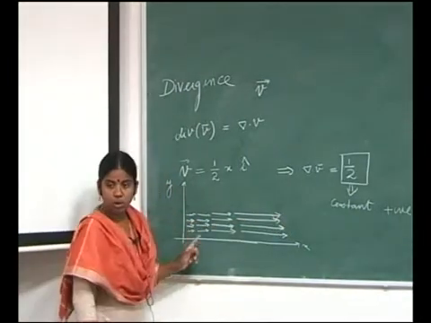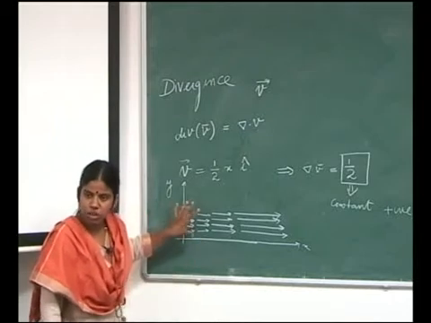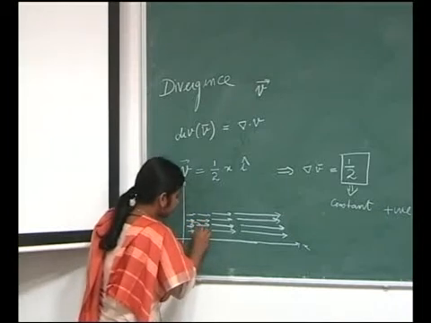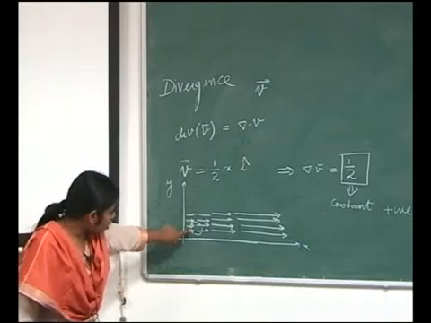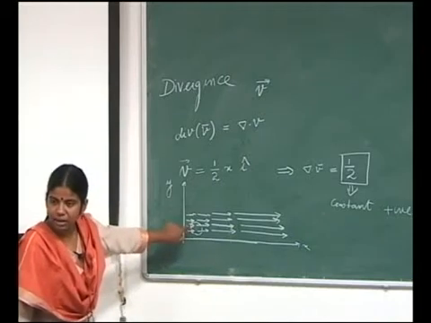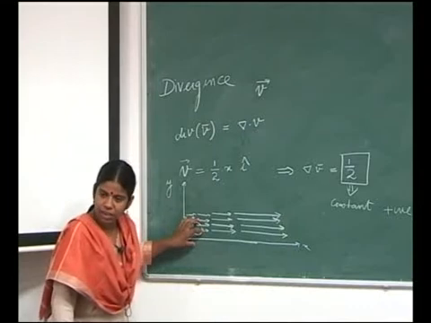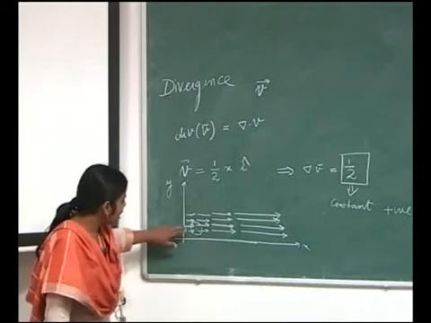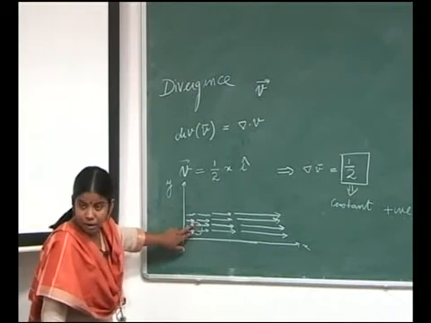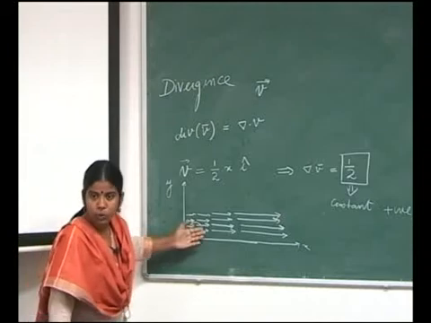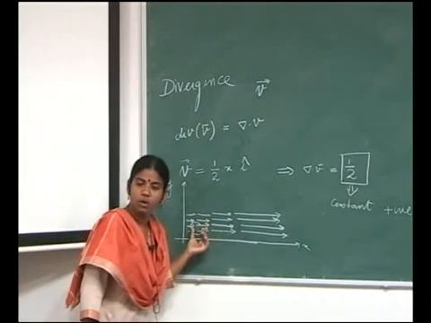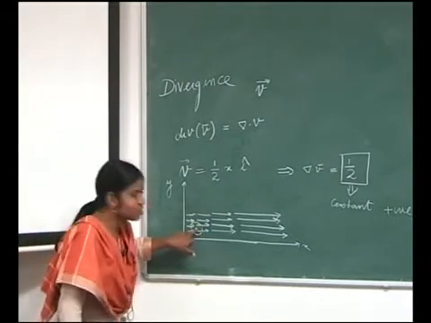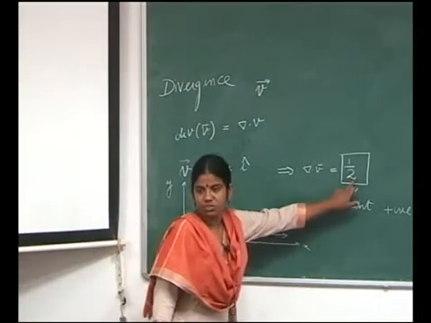If I draw an arbitrarily small circle here, or a small surface, say a permeable surface, then you will see that the amount of liquid entering is less than the amount of liquid coming out, because this velocity is more. So the volume of liquid coming out per second is more. If this is the case, then we will get positive divergence.